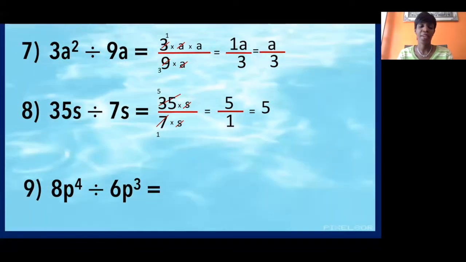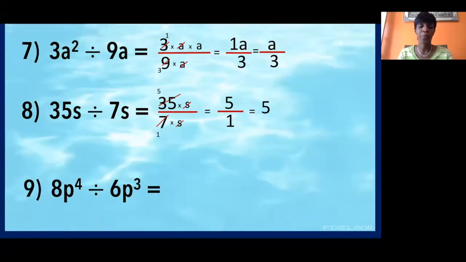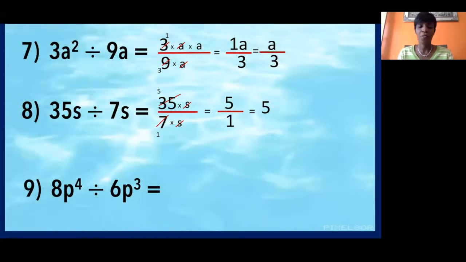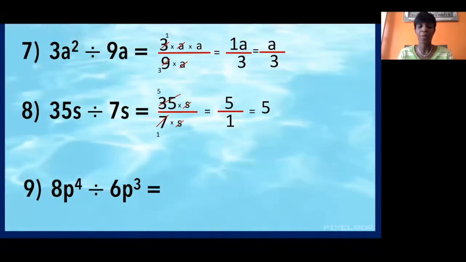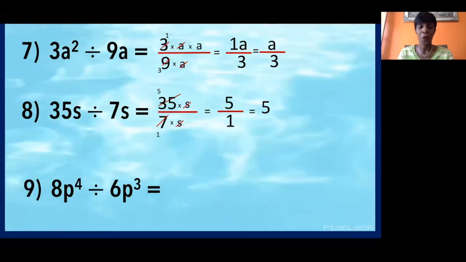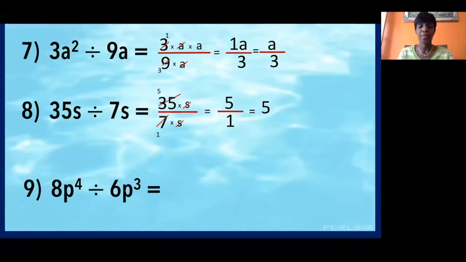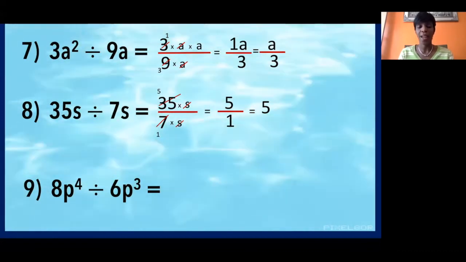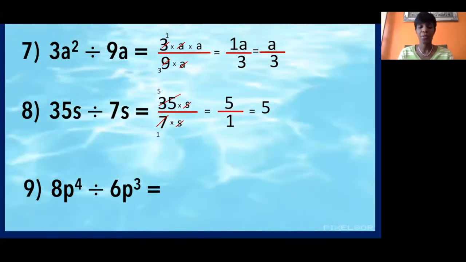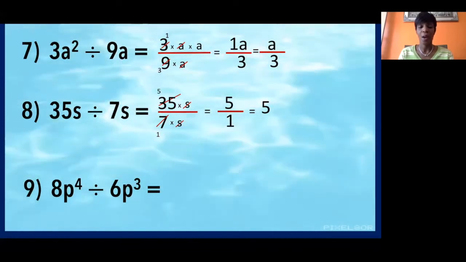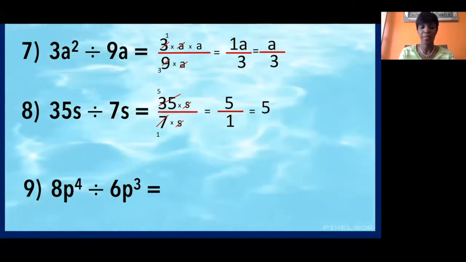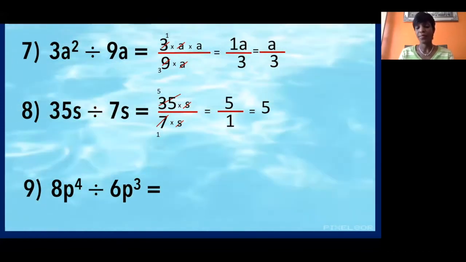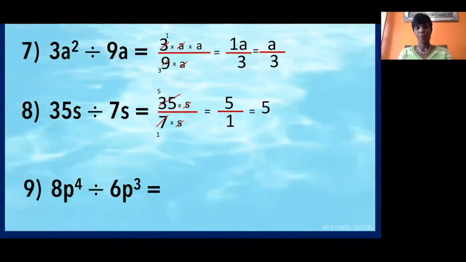Okay, remember to set it up. What goes at the top, we're going to set up as a fraction. 8p to the 4th power means 8, and how many p's are we multiplying? 4. So we're going to have 8p times p times p times p. And what goes to the bottom of my fraction? 6p to the 3rd power means 6, and we're going to have 3 p's, p times p times p. And then we're going to cancel out, and then simplify from there.